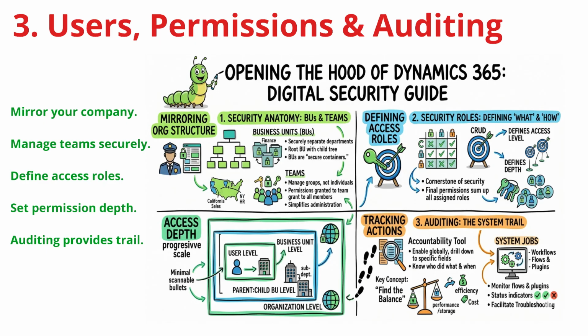This is where security roles come in, the cornerstone of the whole model. They define both the what level of permission you have and the crucial concept of depth. That depth scale progresses from seeing only your records at the user level, to your department's BU level, to subdepartments, and finally to seeing everything at the organization level.